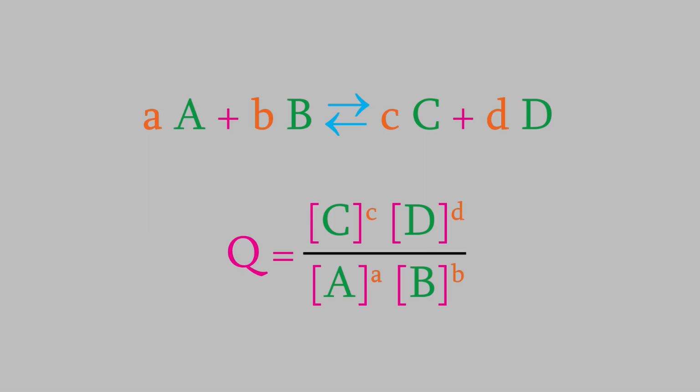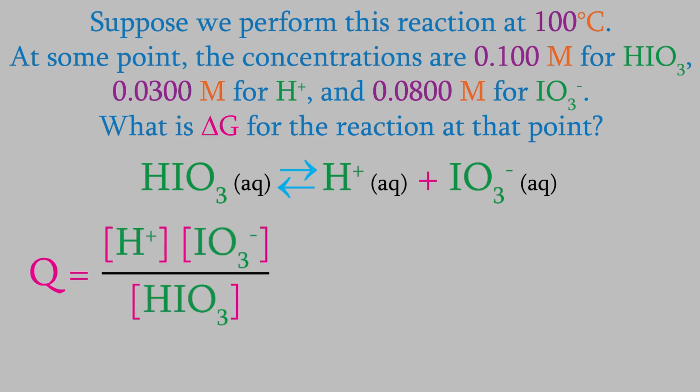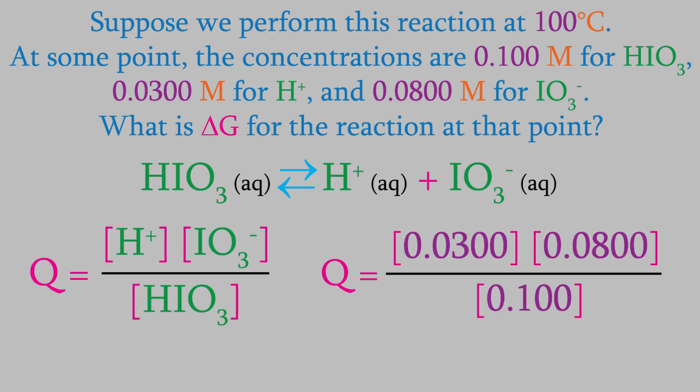A little earlier we saw this reaction. Suppose we perform the reaction at 100 degrees Celsius and take measurements when it's not at equilibrium yet. Instead, we find that we have concentrations of 0.100 molar iodic acid, 0.0300 molar hydrogen ion, and 0.0800 molar iodate ion. If we plug those into the formula for Q, we get a Q of 0.240.